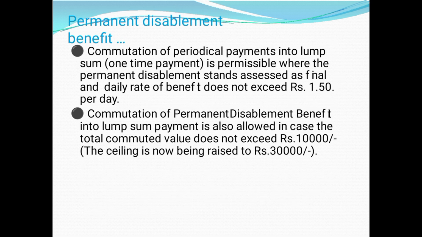Permanent disablement benefits. Commutation of periodical payment into a lump sum one-time payment is permissible where the permanent disablement is assessed as final and the daily rate of benefit does not exceed rupees 1.50 per day. Commutation of permanent disablement benefit into a lump sum amount is also allowed in case the total commuted value does not exceed 10,000. The ceiling is now being raised to 30,000.